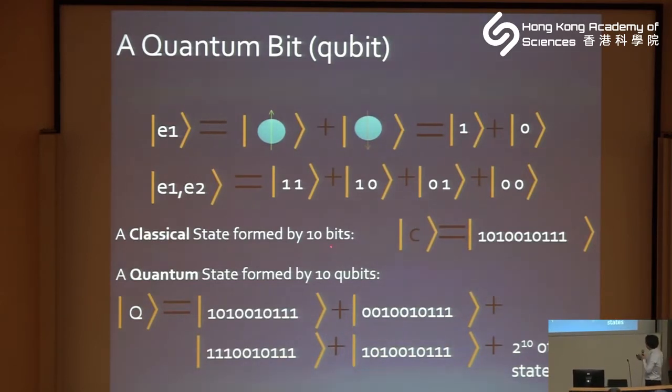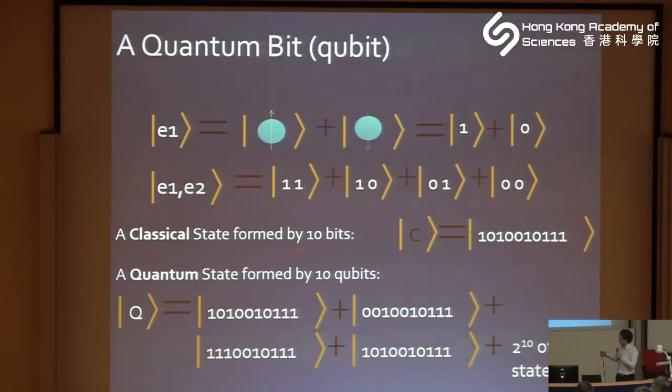If you give me 10 electrons, or just 10 qubits, those 10 qubits can represent 2 to the power 10 states at the same time. That's a lot of states, about probably a thousand states. Whereas if you give me 10 classical bits, at any given time, those 10 bits can only be one of the 2 to the power 10 states. But 10 quantum bits can represent 2 to the power 10 states at the same time, all the states, at least in principle.